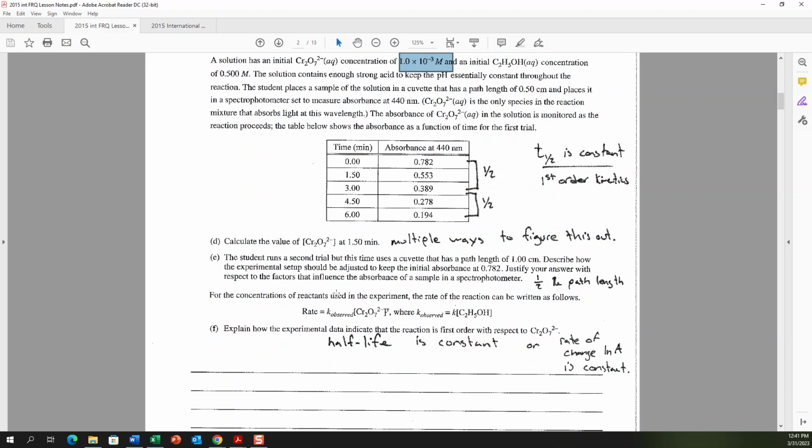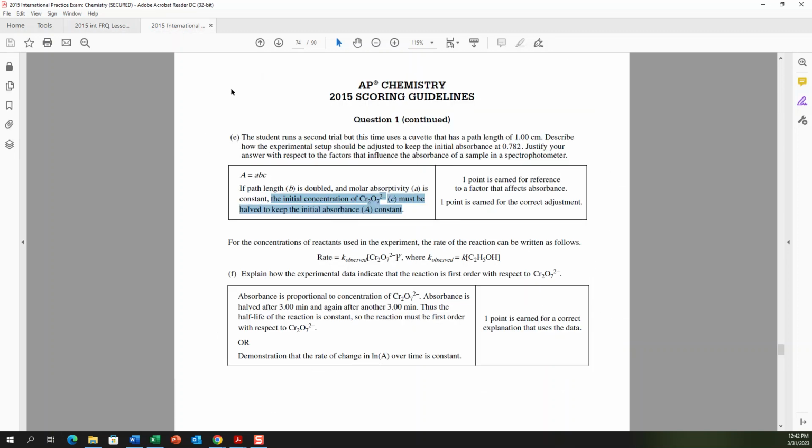For the concentrations of the reactants used in the experiment, the rate of the reaction can be written as follows. So rate equals k observed times the dichromate concentration raised to the y, where k observed equals k times the concentration of ethanol raised to the first power. Explain how the experimental data indicate that the reaction is first order with respect to dichromate. And so that's where the half-life, right? So the half-life was constant. So dichromate is first order. Okay.